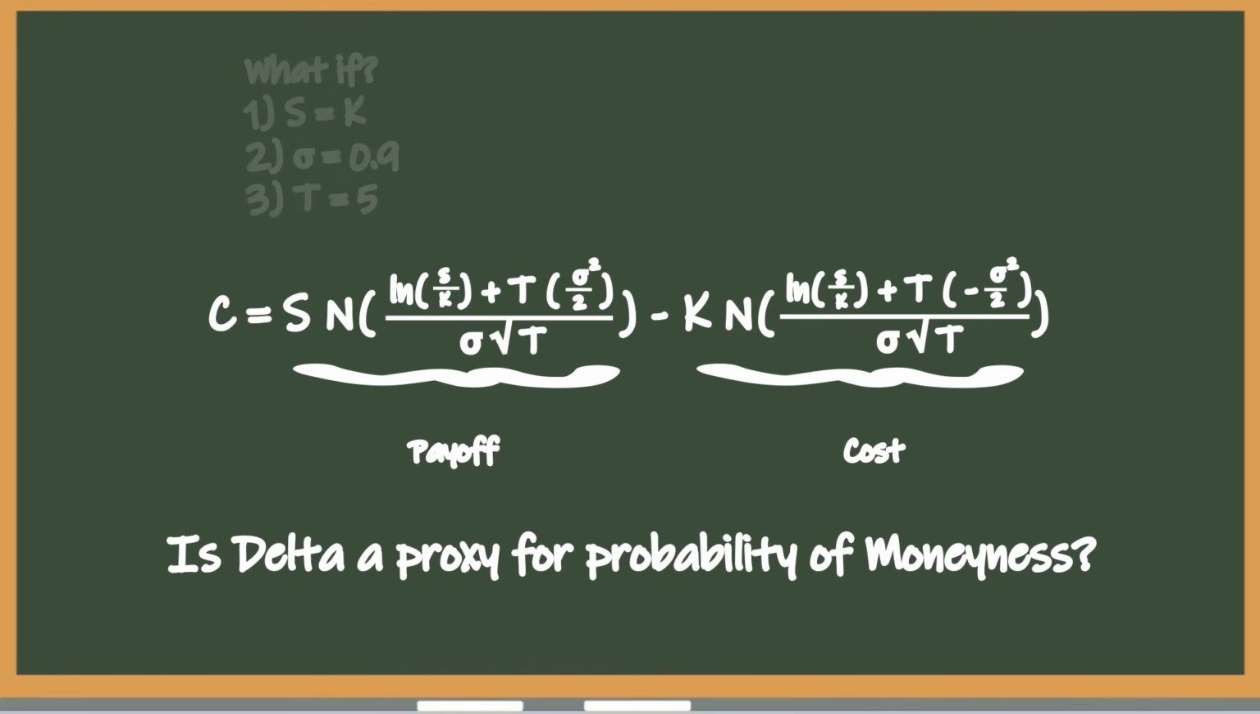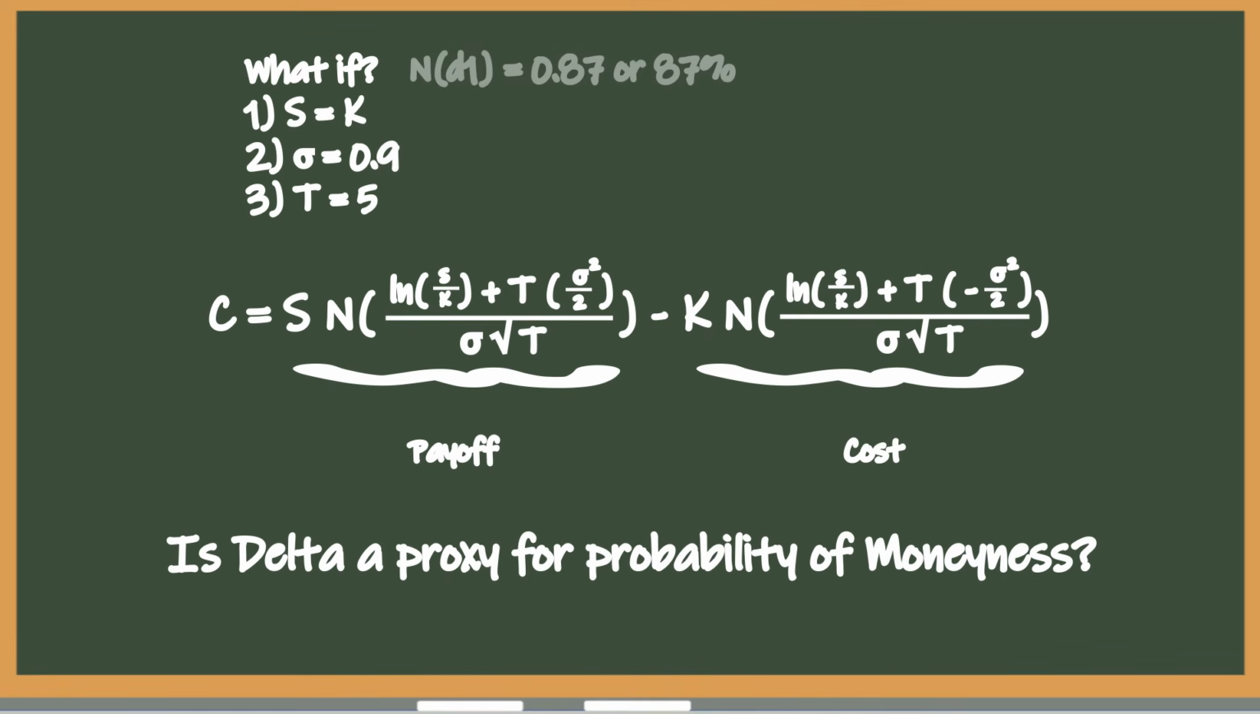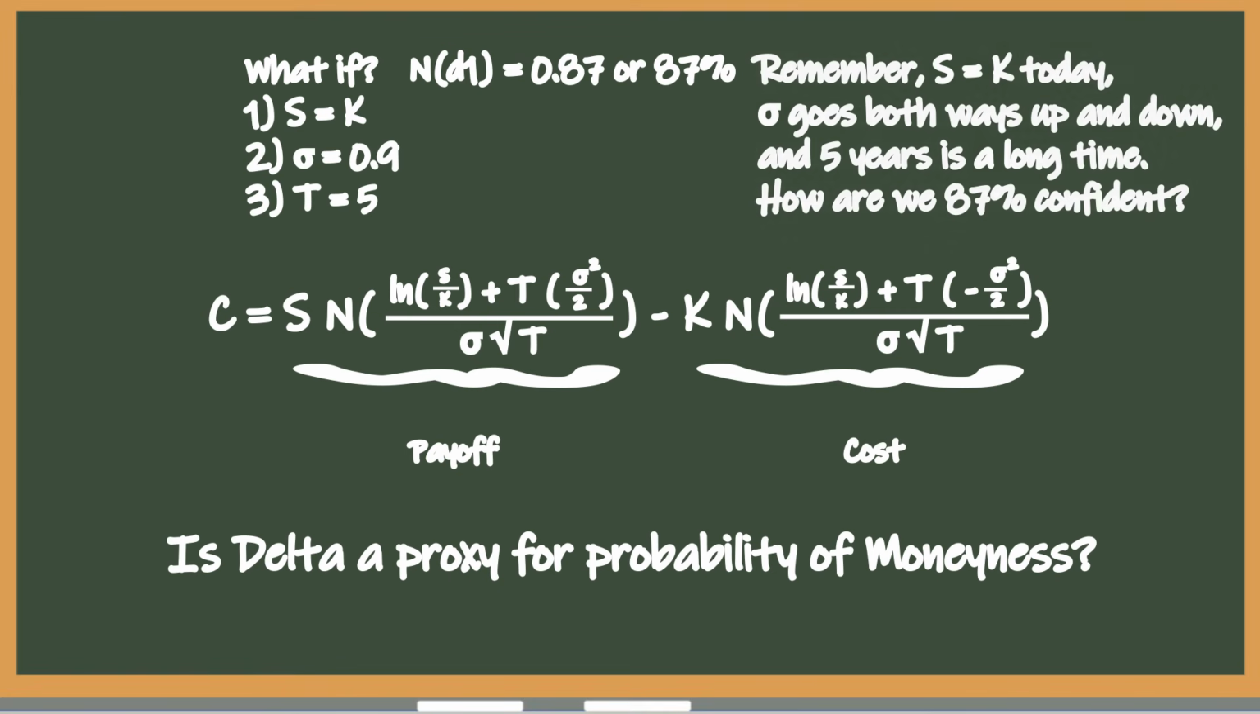But what if we were at the money with 90% volatility and 5 years until expiration? Would you believe me if I said the option had an 87% chance of finishing in the money? Probably not. 90% volatility is a lot, and 5 years is a while to wait. The stock price could go anywhere in that time.